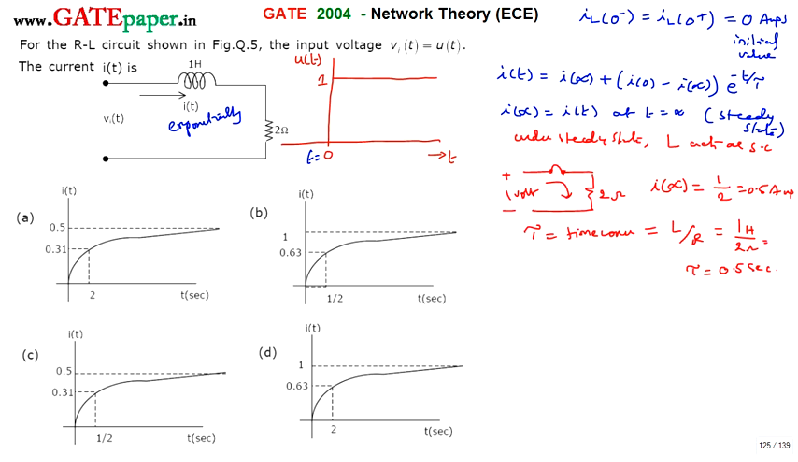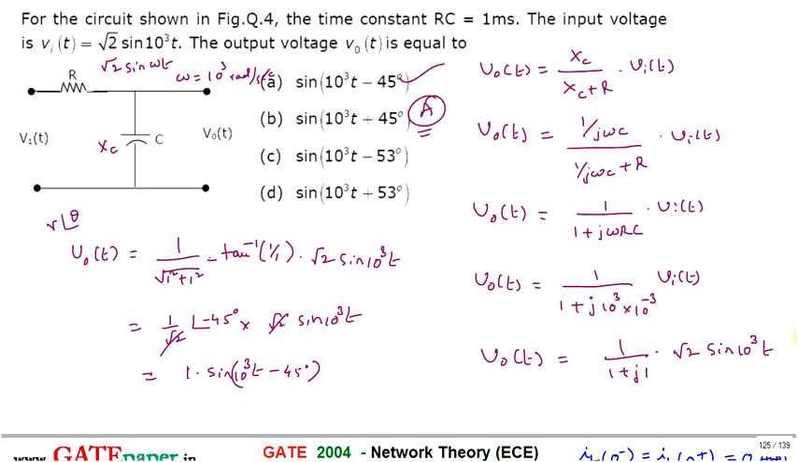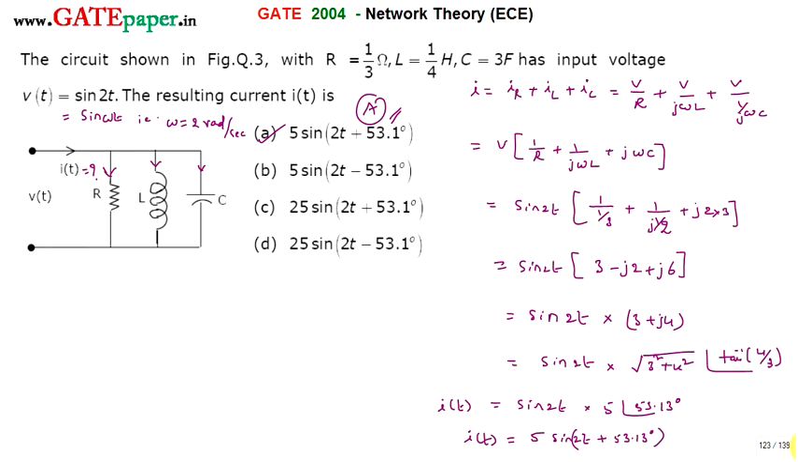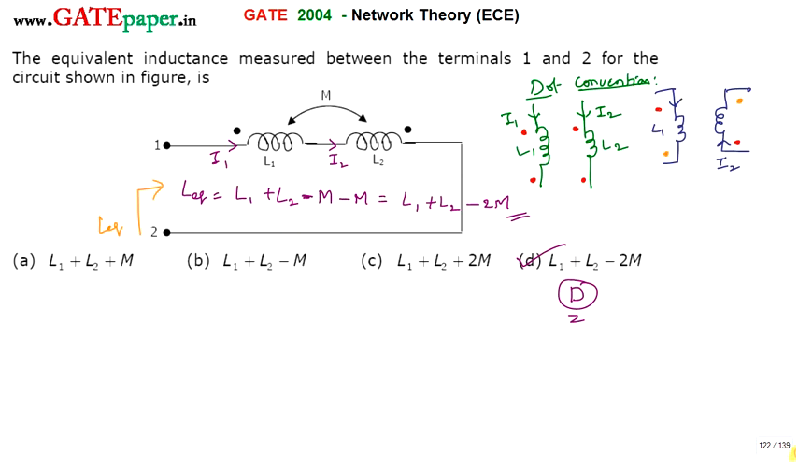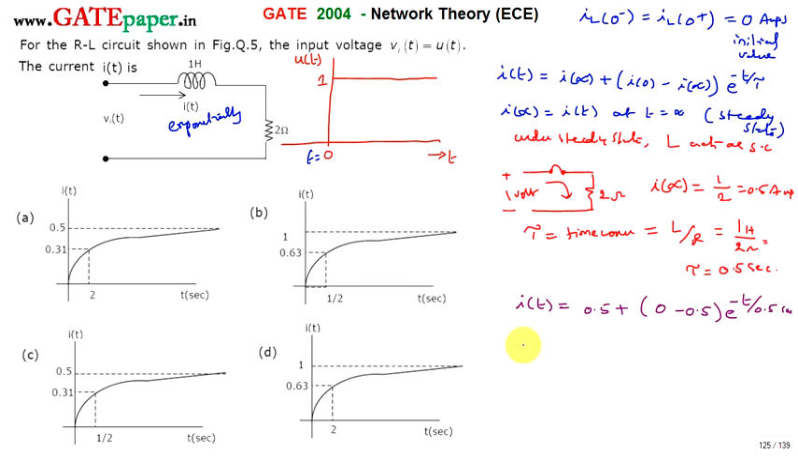Now you can express the current flowing through the inductor. i(t) is equal to i(infinity), which is 0.5, plus i(0), which is 0, minus 0.5, into e to the power minus t by 0.5 seconds. Now we can simplify that: i(t) equals 0.5 into 1 minus e to the power minus t by 0.5 seconds.